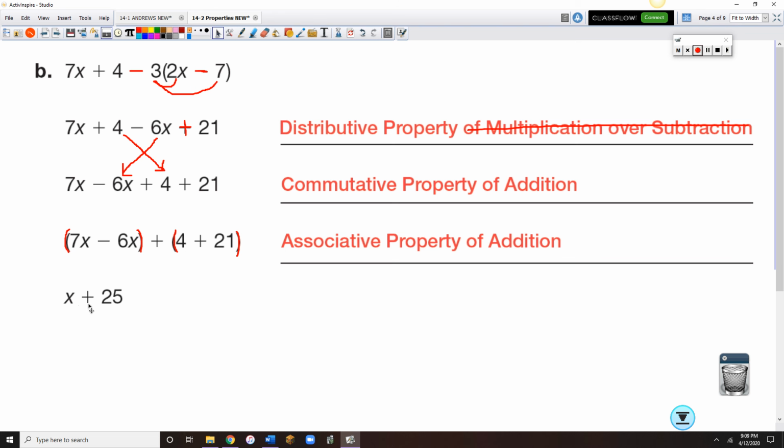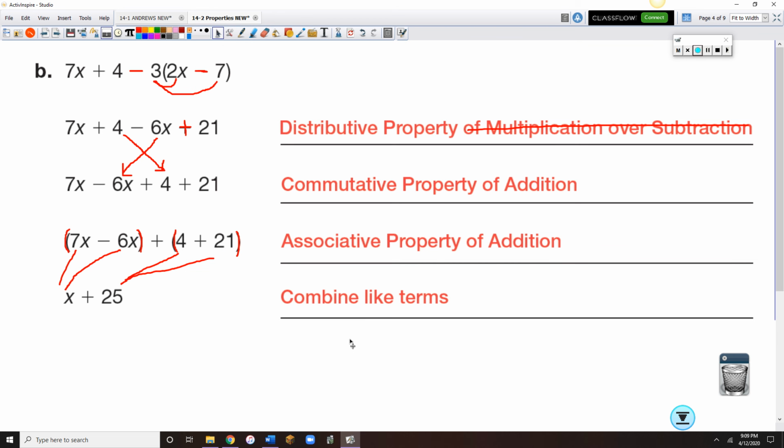And lastly, we've got x plus 25. So let's see what happened. Well, these are like terms that combined, and these are like terms that combined. So combine like terms.